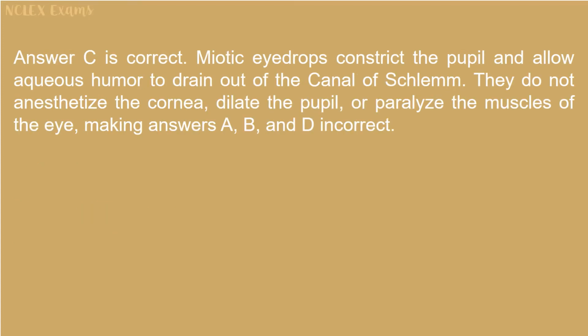Answer C is correct. Myotic eye drops constrict the pupil and allow aqueous humor to drain out of the canal of Schlemm. They do not anesthetize the cornea, dilate the pupil, or paralyze the muscles of the eye, making answers A, B, and D incorrect.